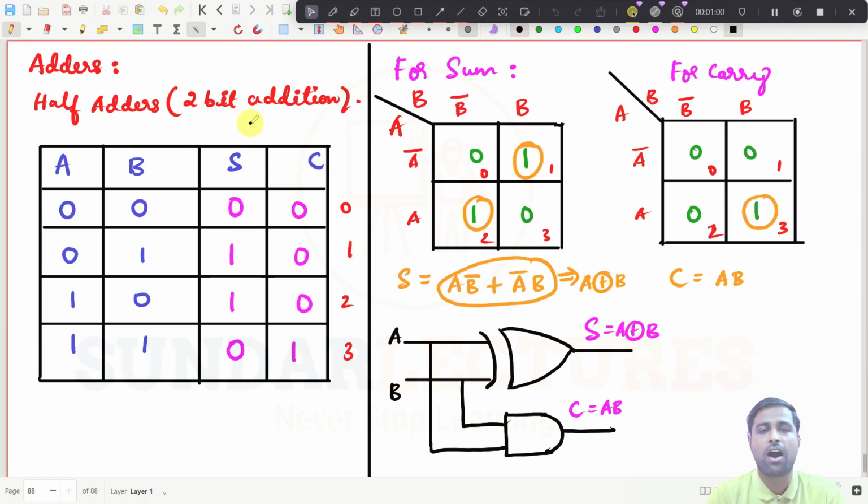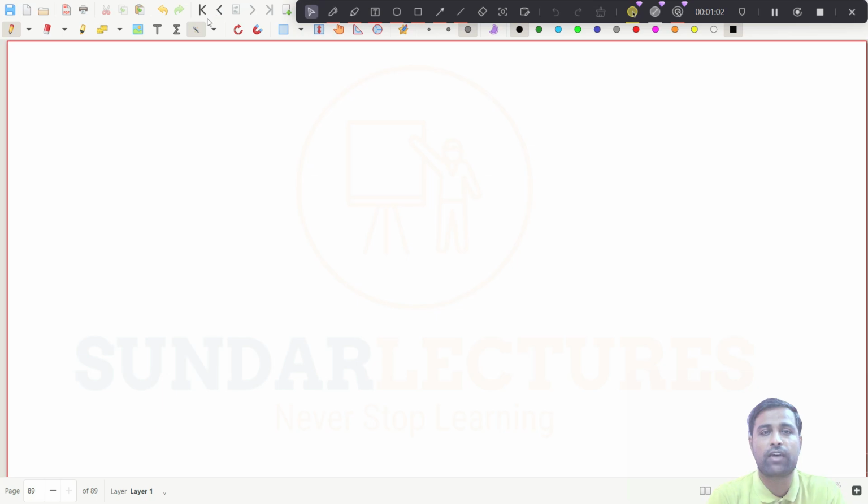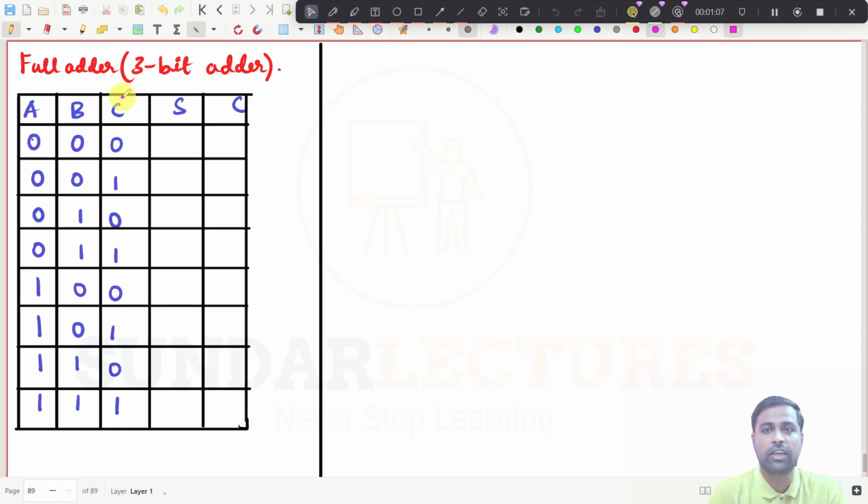So this is now the half adder, right? Now we will go for the full adder. Full adder, right? Now you have to come fast. So 0 plus 0 is 0. Again 0 plus 0 is 0. So sum will be 0. There is no carry, so it will be 0. 0 plus 0 is 0, 0 plus 1 is 1. So sum will be 1, carry will be 0. 0 plus 1 is 1, 1 plus 0 is again 1. So sum is 1 and carry will be 0.